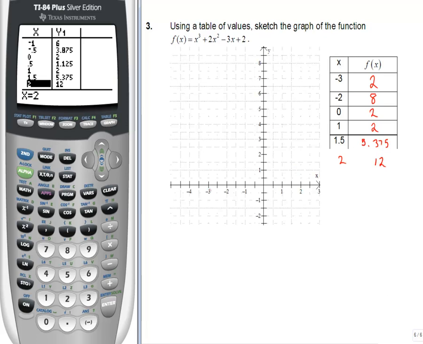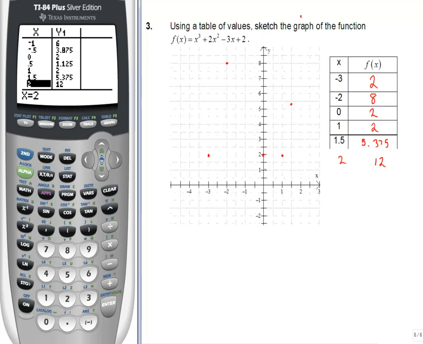So let's put these points. Negative 3, 2 would be right there. Negative 2, 8. Well, that's way up here. And 0, 2 is here. And 1, 2 is here again. And finally, 1.5, 5.375. Well, that's a little less than 5.5, so about right there. And 2, 12, well, that's going off, so we're way up here somewhere. I'll just put it up here, just to show what our shape is.